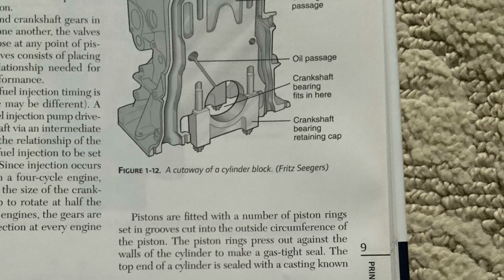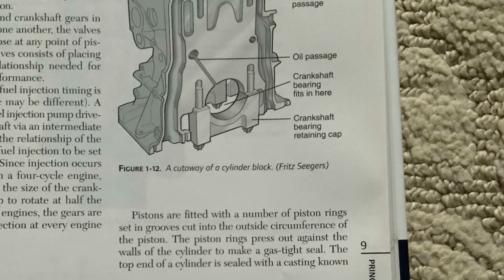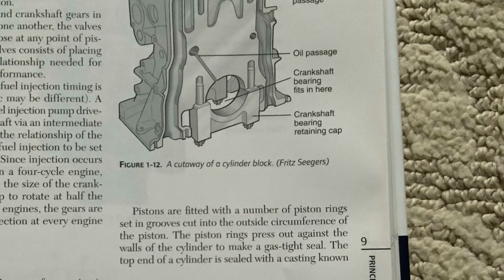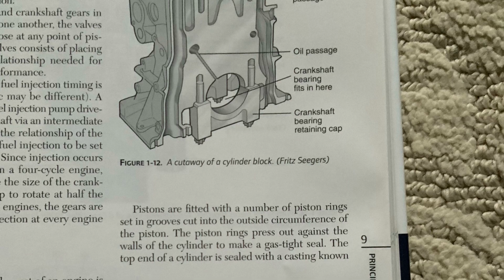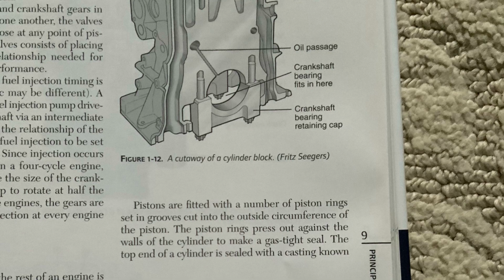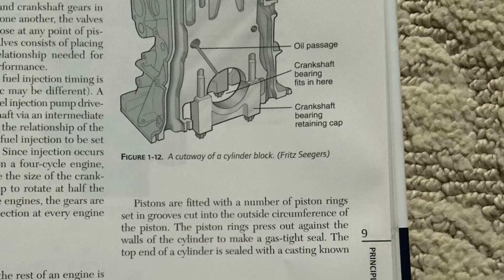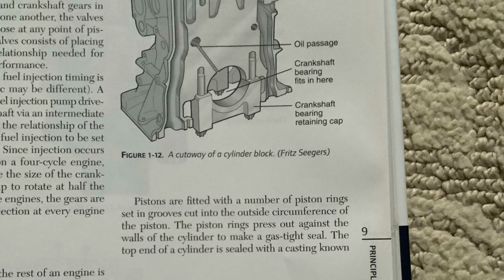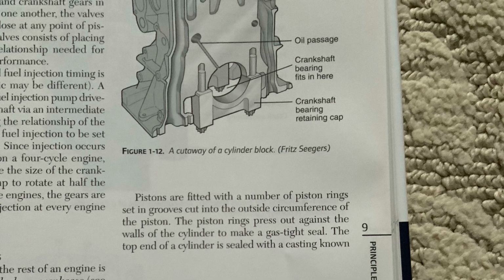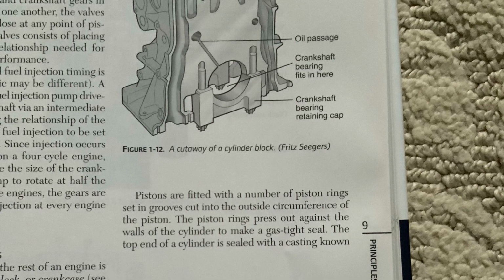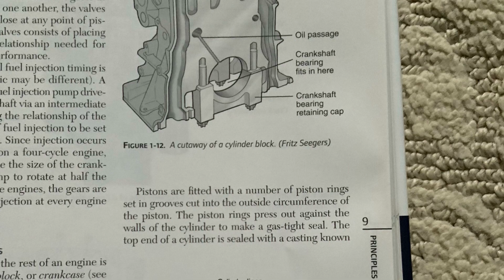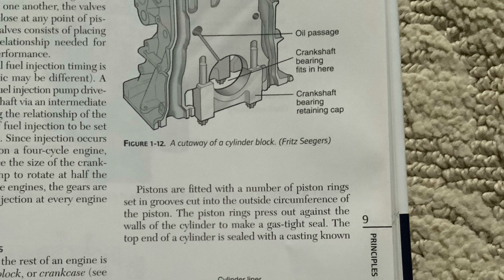Electronic may be different. A gear fitted to the end of the fuel injection pump drive shaft is driven by the crankshaft via an intermediate gear, belt, or chain. Altering the relationship of the gears allows the moment of fuel injection to be set at any point of piston travel. Since injection occurs on every other revolution on a four-cycle engine, the pump drive gear is twice the size of the crankshaft gear, causing the pump to rotate at half the engine speed. On two-cycle engines, the gears are the same size, producing injection at every engine revolution.